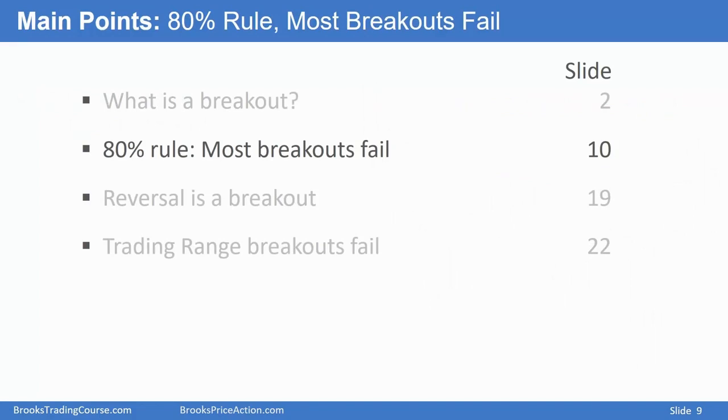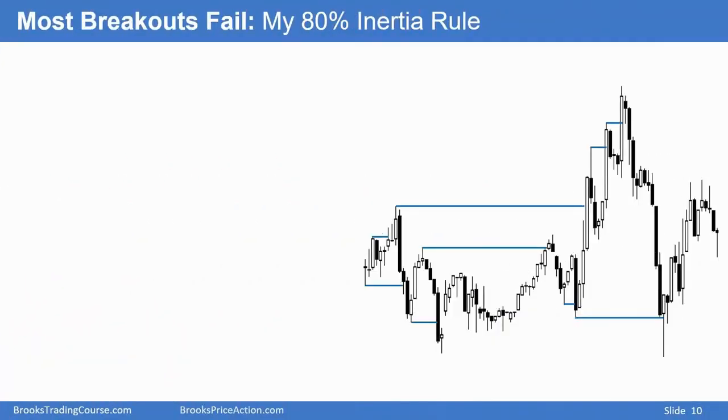My 80% rule is that markets have inertia, and 80% of the time they resist change. So 80% of the time, if the market's in a trend, reversal attempts will fail. And 80% of the time, if the market's in a trading range, breakouts will fail. And that is the reality.